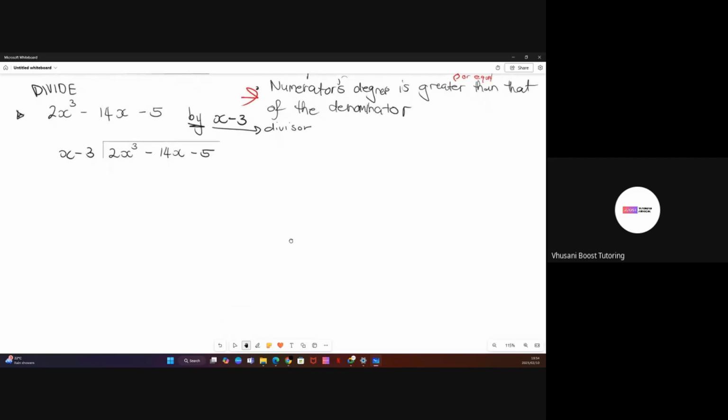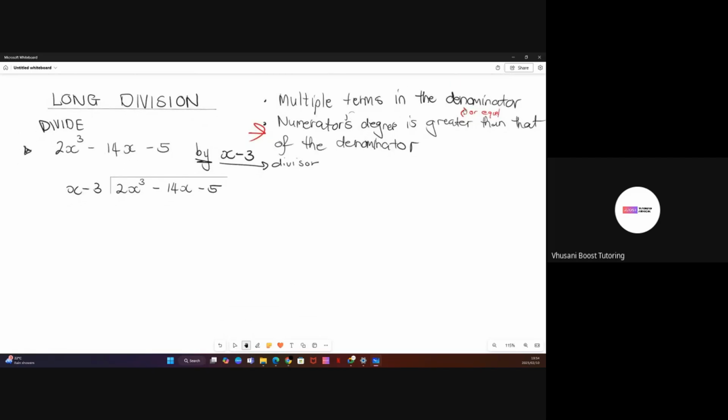So let's move on. We have ticked these two things that we need. We see that we have multiple terms in the denominator. We also see that our numerator's degree is greater or equal to that of the denominator. Then we are 100% sure that we can now perform long division.